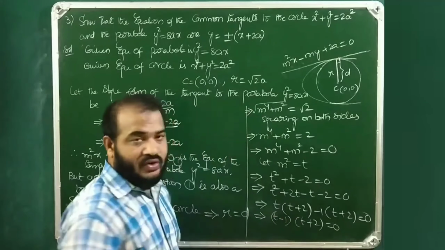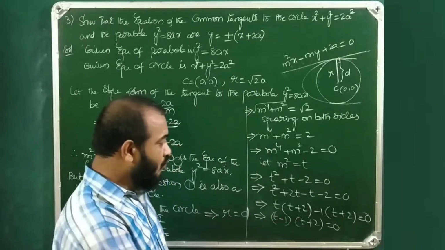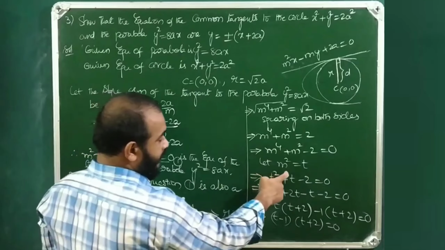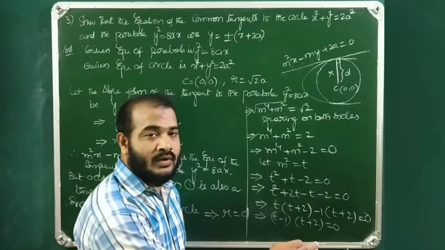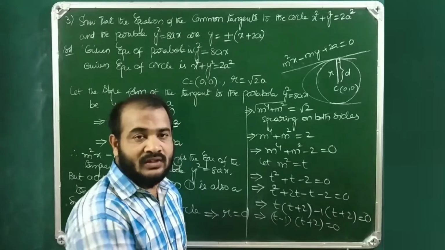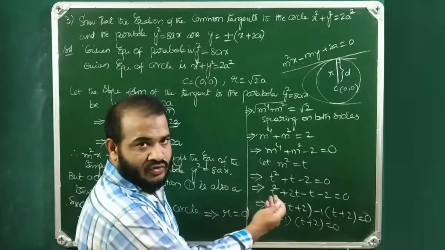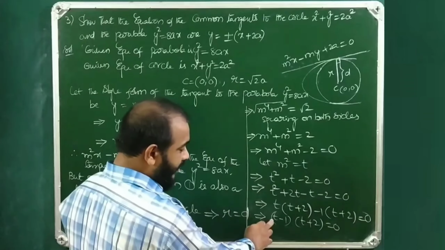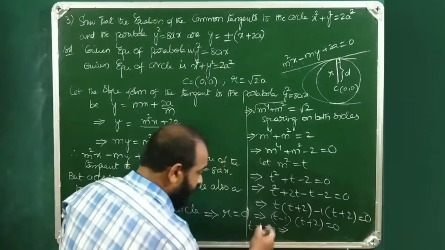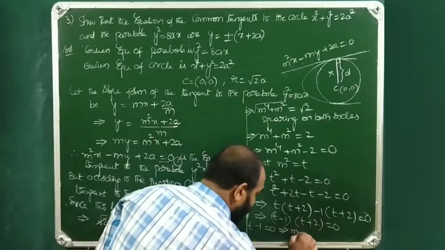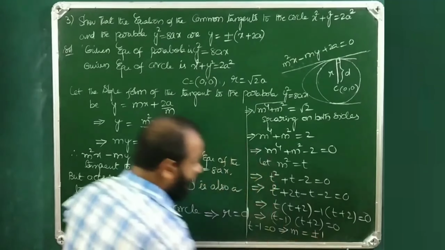t plus 2 equals 0, t equals minus 2. But t is what? m square. m square equals minus 2 is not possible because m equals square root of minus 2, which is imaginary, which is not existing. So here t minus 1 equals 0. So t equals 1, m square equals 1, m equals plus or minus 1 we get.